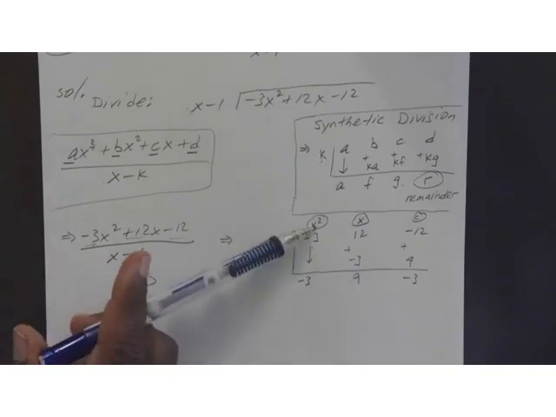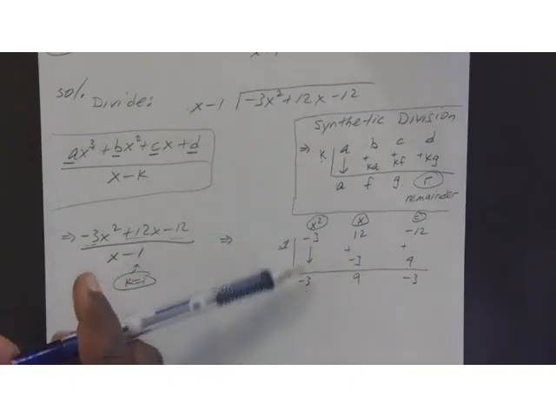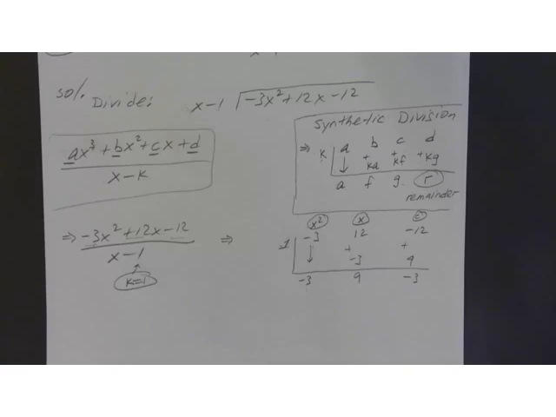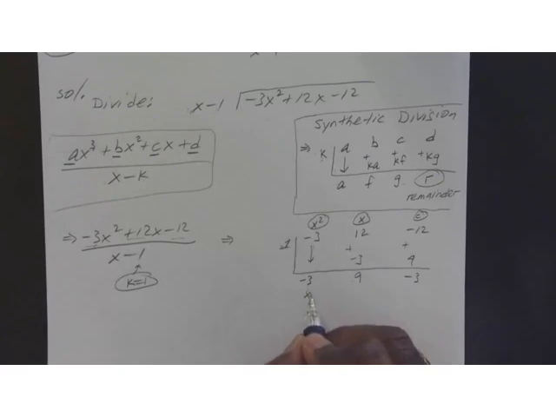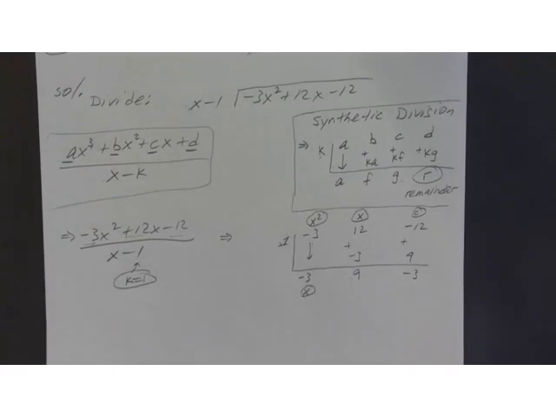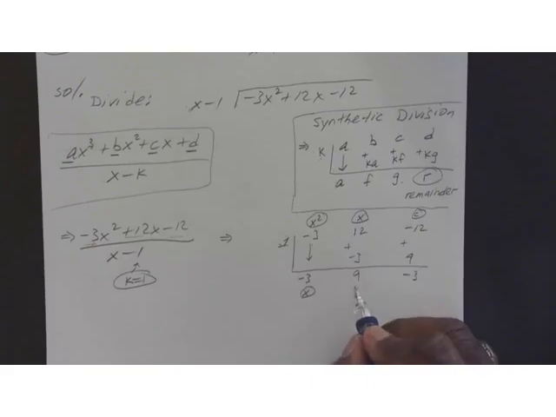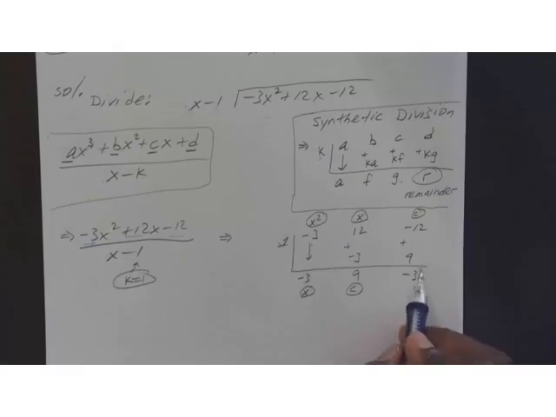All you have to do is subtract 1 from each exponent when you bring it down. So this x squared means this would just be x to the first power. This x to the first power is just x to the power of 1 minus 1, which is 0. So that's just a constant. And this last one, remember, that's always going to be your remainder.